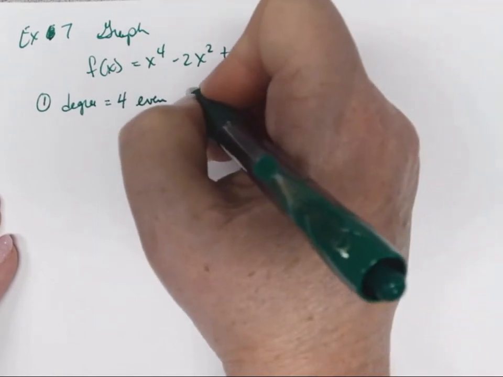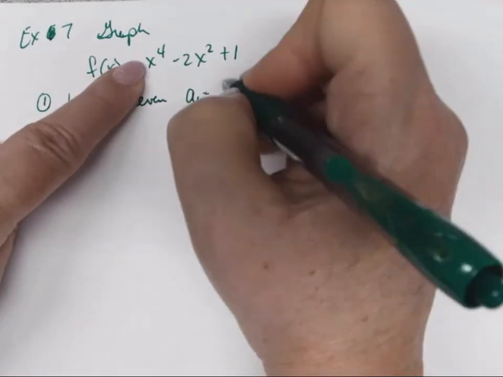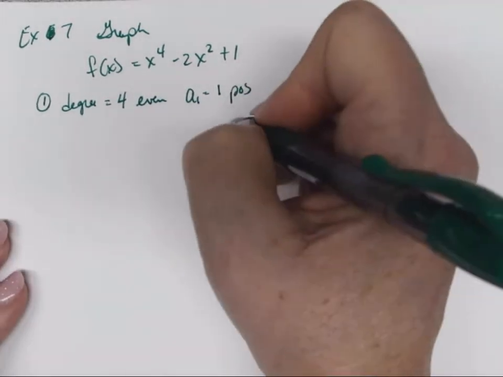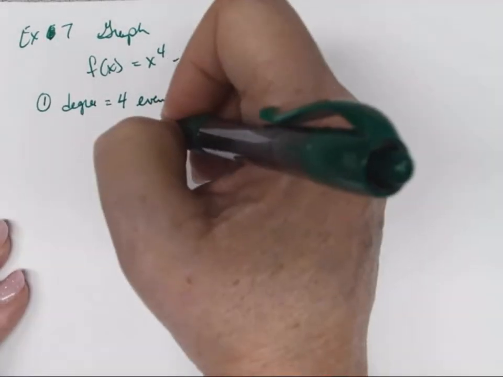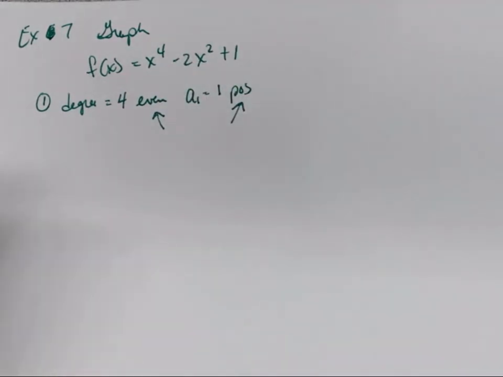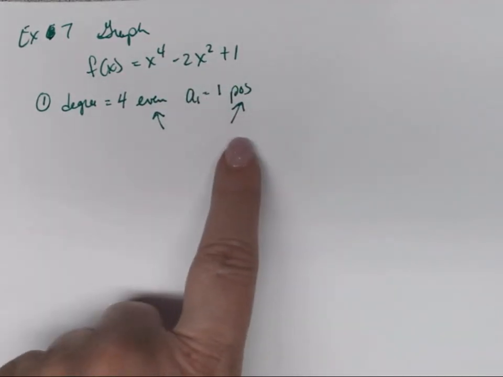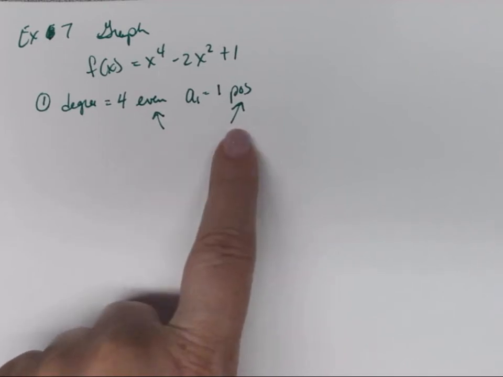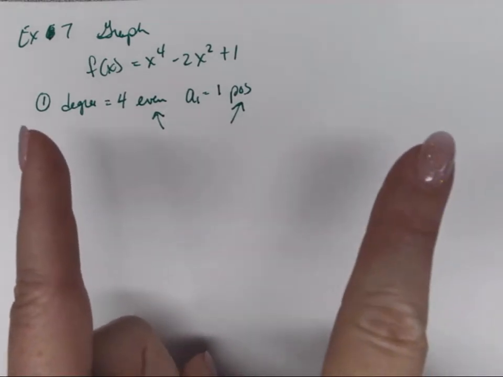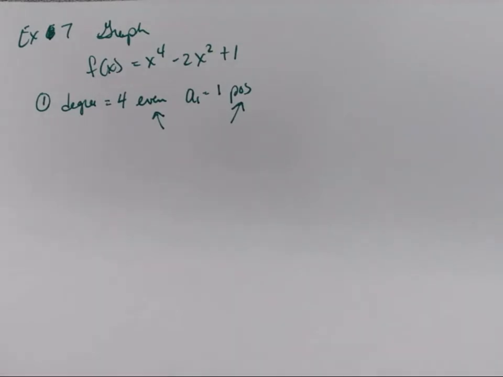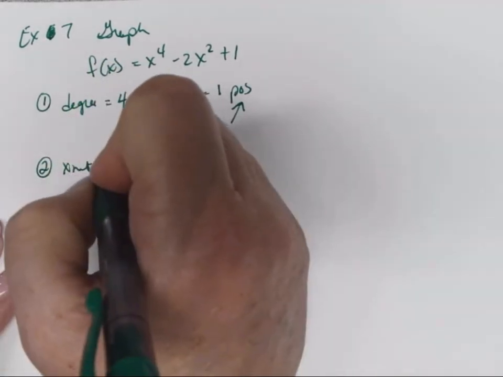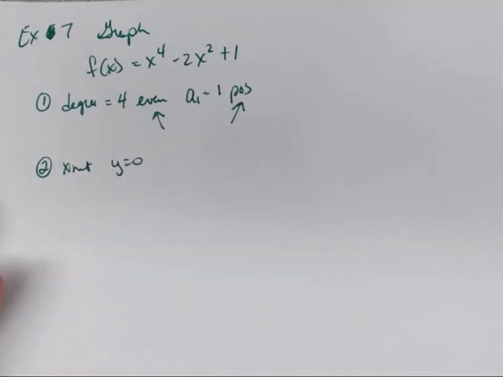So step 1, the highest degree is 4, which tells us it's even. And our a sub n is equal to 1, and it is positive. Remember, we care that it is positive, so it goes up. And even tells me it goes the same way. This helps us, instead of writing rises to the left and rises to the right, this helps me see that my graph will look like this. It's going to have some waves in the middle, but it will look like that. Part 2, let's find our x-intercept by setting y equal to 0.